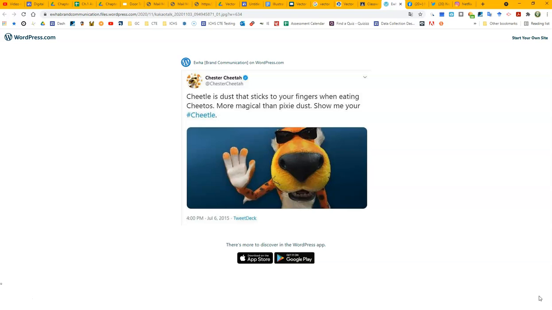But also, every single person had to have bought or will buy a bag of Cheetos in order to take a picture with Cheetle on their fingers. So it's almost like an instant, here you go, if you want to participate in this, you have to go buy a bag of Cheetos. So free advertising, clever marketing, and it was all just a very simple and cheap way to do it, right through Twitter. And that's that.